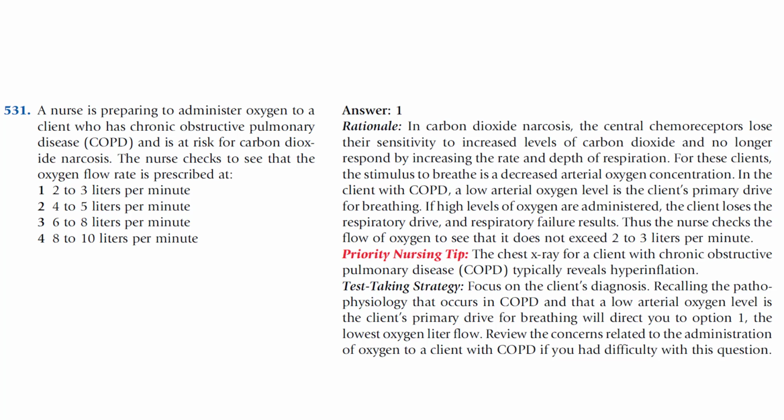Answer: 1. Rationale: in carbon dioxide narcosis, the central chemoreceptors lose their sensitivity to increased levels of carbon dioxide and no longer respond by increasing the rate and depth of respiration. For these clients, the stimulus to breathe is a decreased arterial oxygen concentration. In the client with COPD, a low arterial oxygen level is the client's primary drive for breathing. If high levels of oxygen are administered, the client loses the respiratory drive, and respiratory failure results. Thus the nurse checks the flow of oxygen to see that it does not exceed 2 to 3 liters per minute.